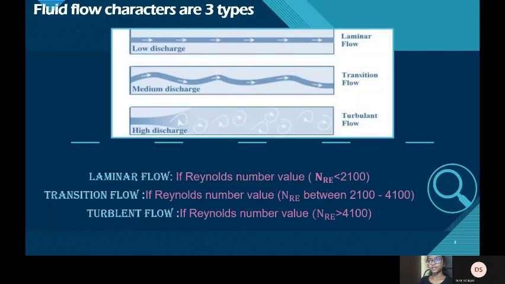Fluid flow characters are of three types: laminar flow, transition flow, and turbulent flow. Laminar flow is observed if the Reynolds number value is less than 2100. Transition flow is observed if the Reynolds number is between 2100 and 4100, and turbulent flow is observed if the Reynolds number is above 4100.